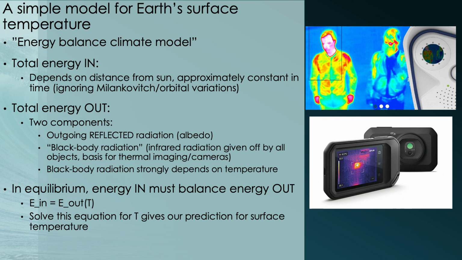And so the idea is that these two effects, absorbing solar radiation and then losing radiation to blackbody radiation, must be in balance. So we have an equation here: E in, incoming radiation, has to equal E out, outgoing radiation. And outgoing radiation, it turns out, depends on temperature, because the hotter you are, the more blackbody radiation you emit. It's actually a very sharp dependence. If you double the temperature in Kelvin, you get a 16-fold enhancement in the outgoing blackbody radiation.